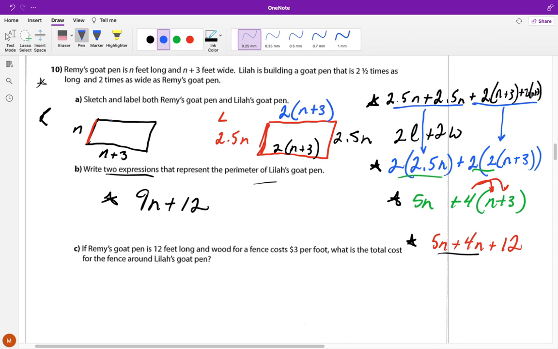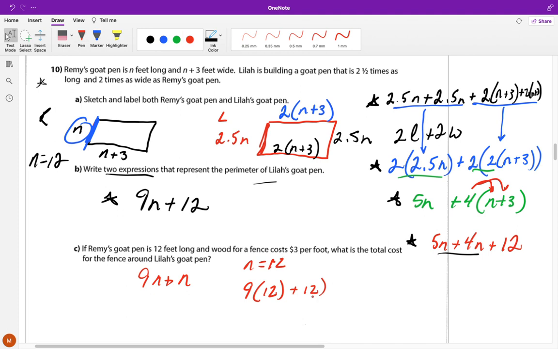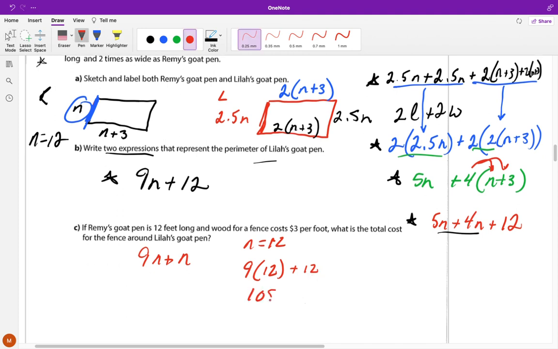So for Remy here, her length was just represented by n. So now we know that this n is equal to 12. So then if I want to solve for this next part, I take the expression I made for Leela's goat pen, and now I'm substituting where n is equal to 12. So now it becomes 9 times 12 plus 12, which is then equal to 108 plus 12, which is then 120. So that means that there's a total of 120 feet that we would have to put around Leela's goat pen.